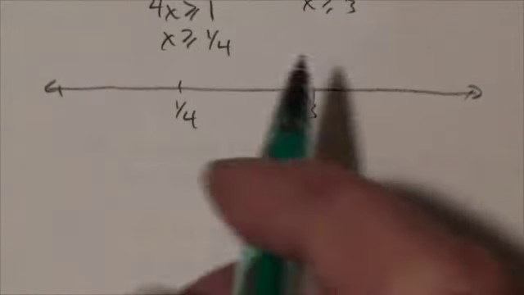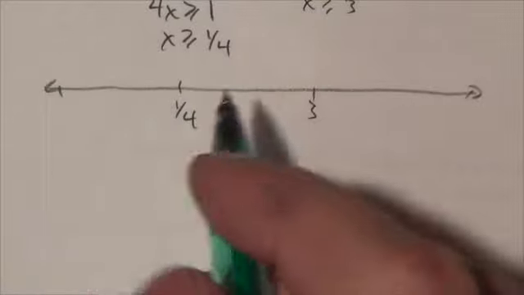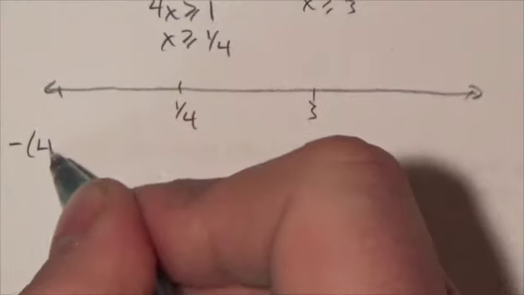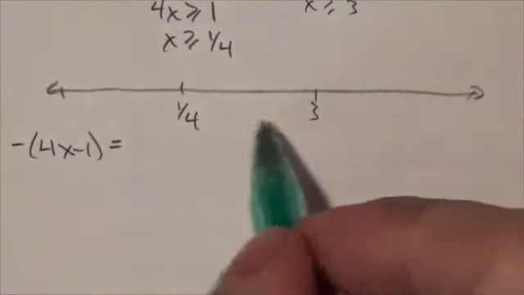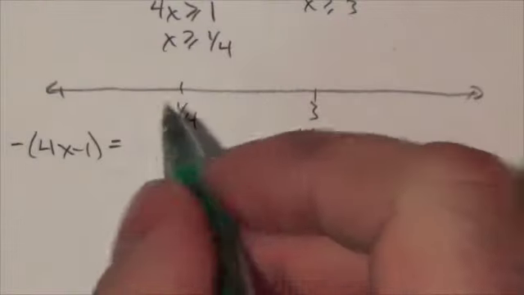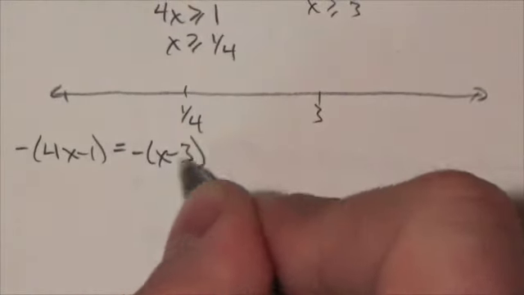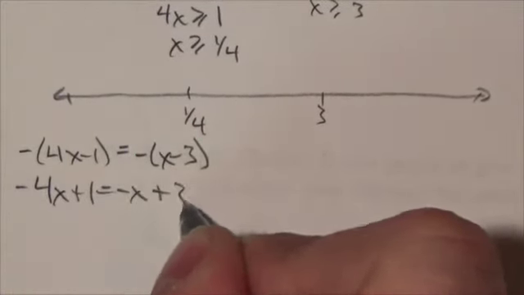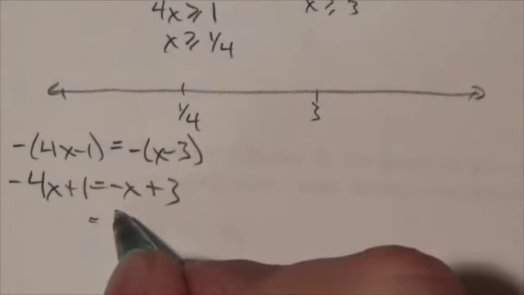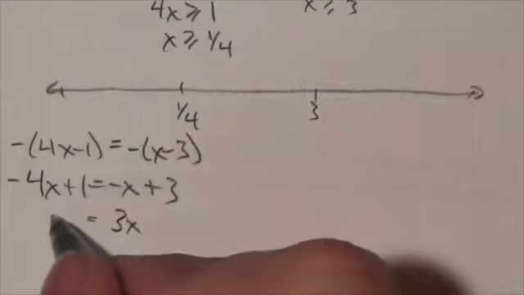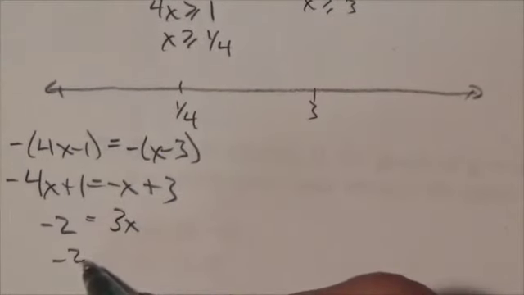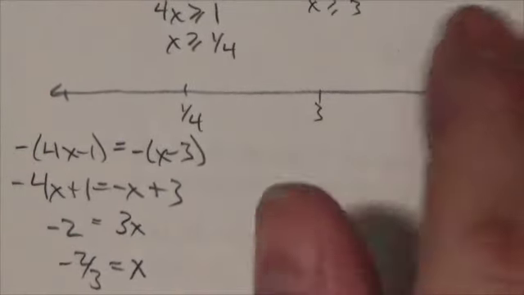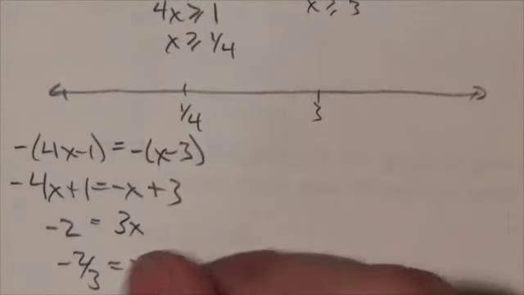So now, if I am to the left of 1/4, that means that the absolute value is going to change that 4x minus 1, so it'll be negative 4x minus 1... negative (4x minus 1). And that will equal, because to the left of 1/4 is to the left of 3, negative (x minus 3). And so the equation I get here is negative 4x plus 1 is equal to negative x plus 3. Maybe I bring the 4x over to the other side, so it's 3x. Bring the 3 over and I will get negative 2, so negative 2/3 is equal to x. Now, is negative 2/3 less than 1/4? Yes, it is, so that's the correct answer.